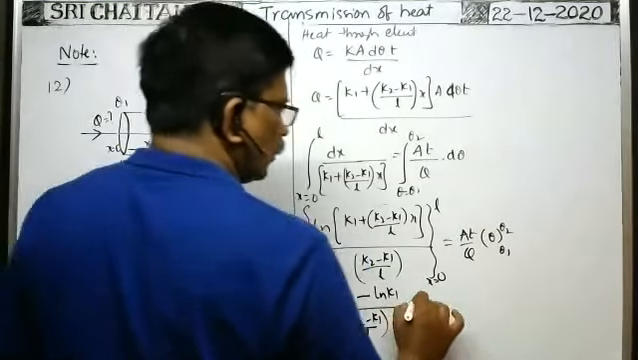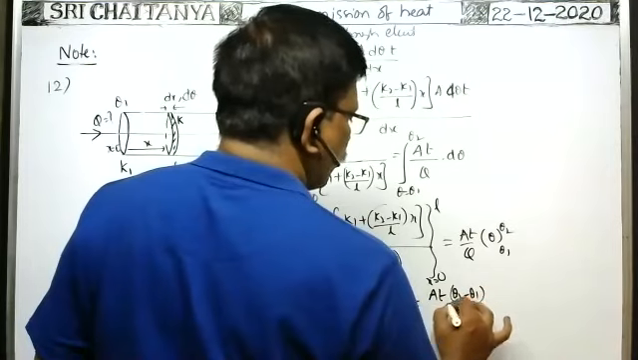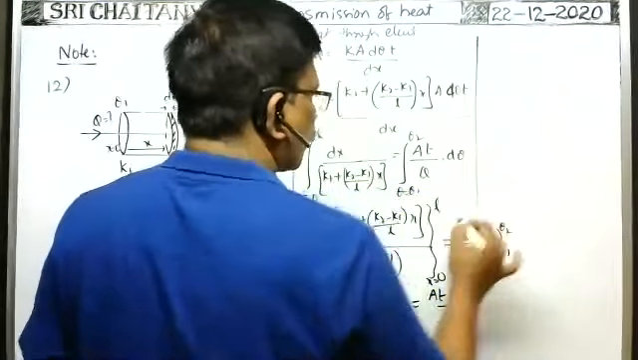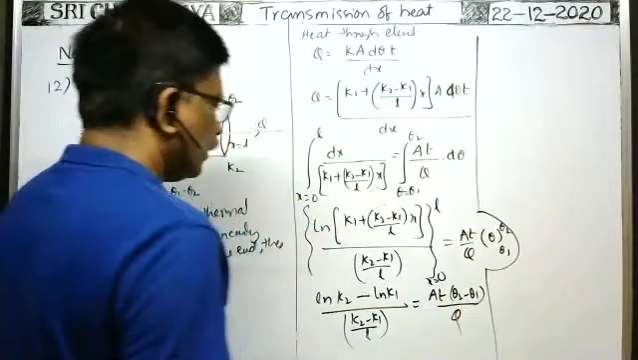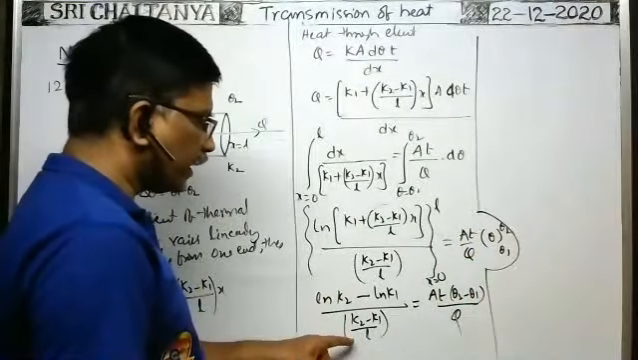This is equal to A t into (theta 2 minus theta 1) by Q. Therefore, this becomes ln K2 by K1, divided by this one.